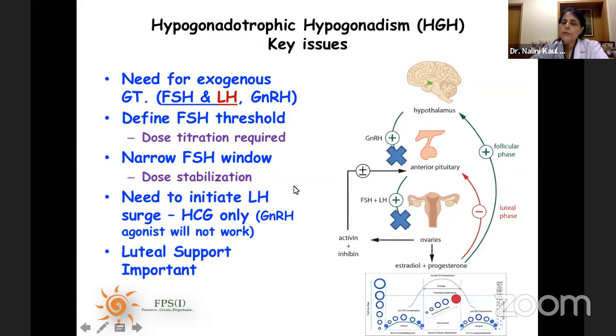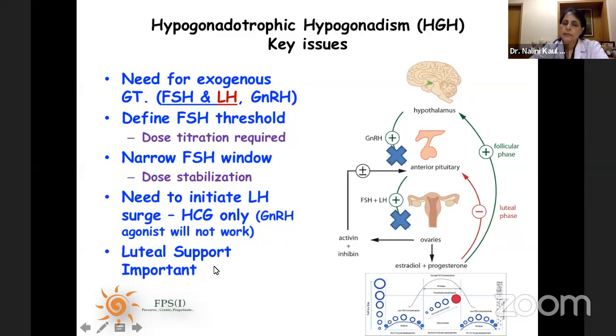There is a need to initiate the LH surge. Now remember that this axis is not working, and therefore you cannot give GnRH agonist, and only HCG will work. So HCG, when you're dealing with hypogonadotrophic hypogonadism, to initiate the LH surge and ovulation.